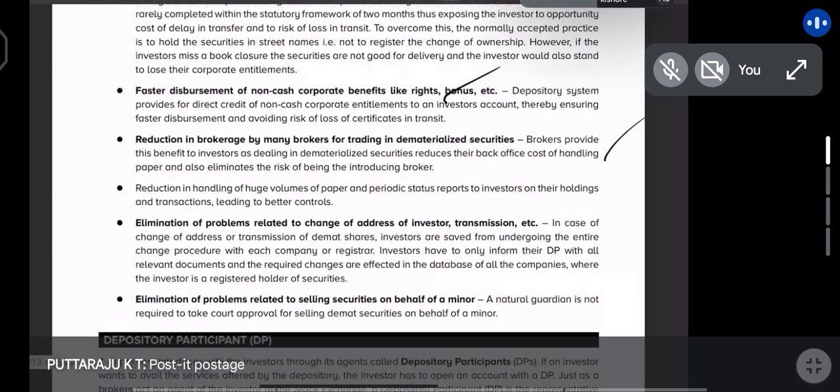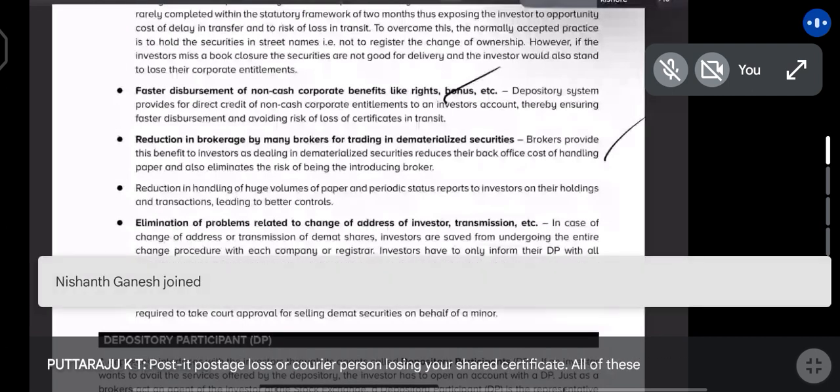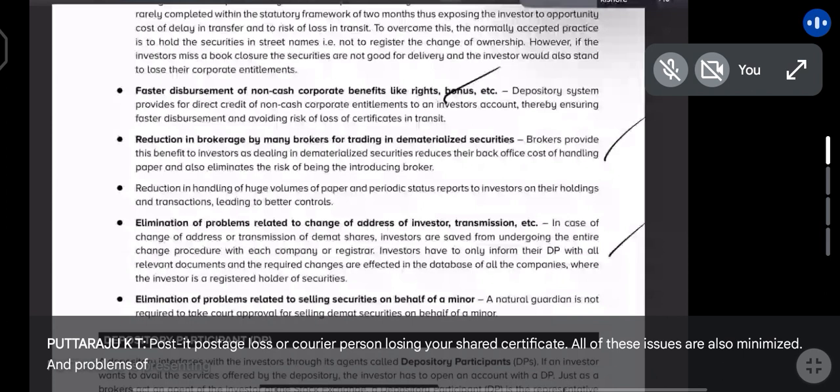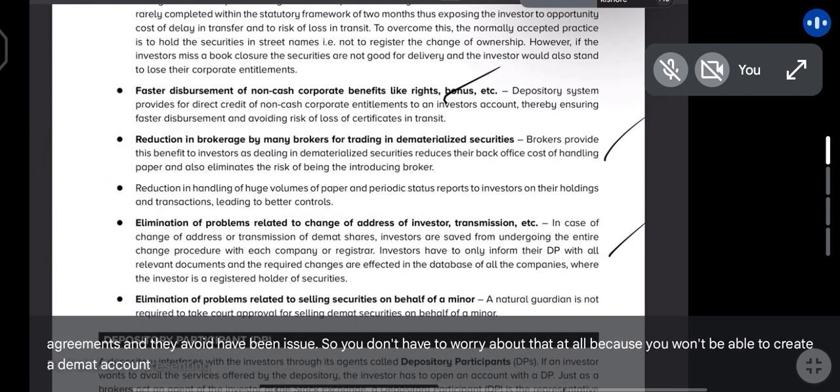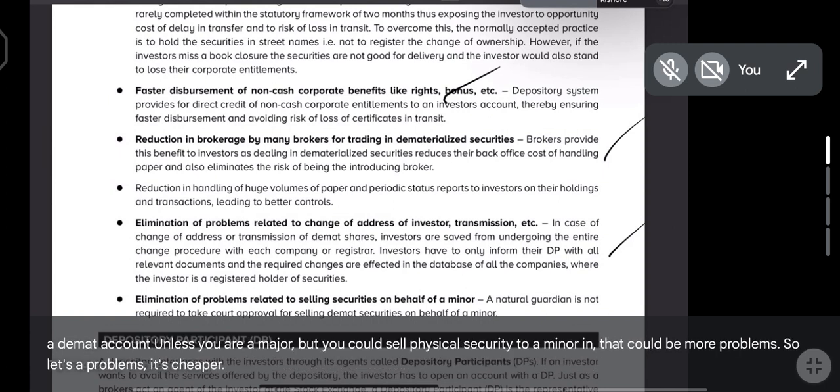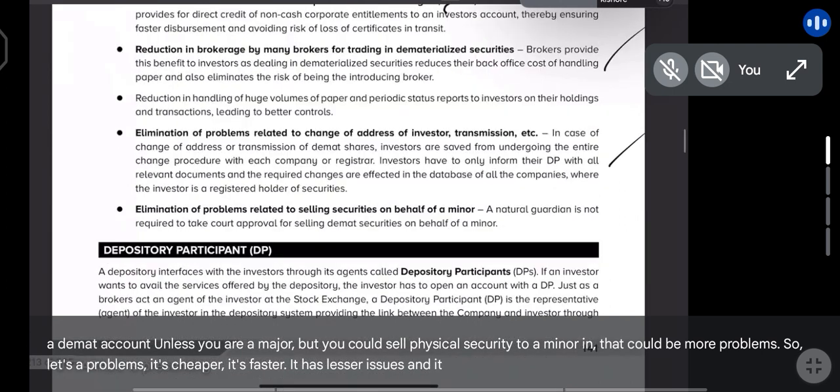Postage loss or a courier person losing your share certificate, all of these issues are also minimized. And problems of selling to a minor. Remember, the Contract Act does say that all contracts with a minor are not contracts at all. They are agreements and they are void ab initio. So you don't have to worry about that at all, because you won't be able to create a demat account unless you are a major. But you could sell physical securities to a minor and there could be more problems. So lesser problems, it's cheaper, it's faster, it has lesser issues, and it is much more efficient.